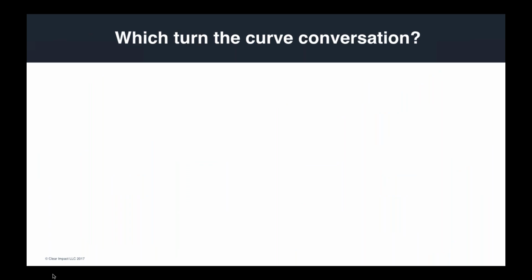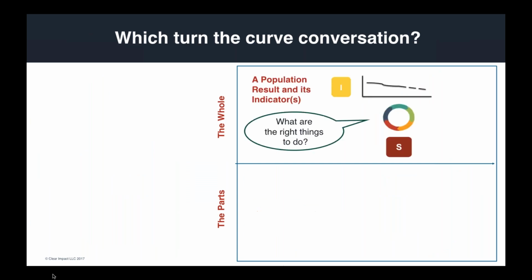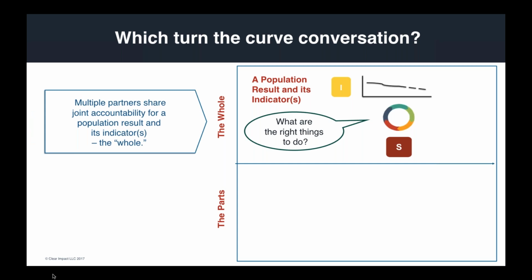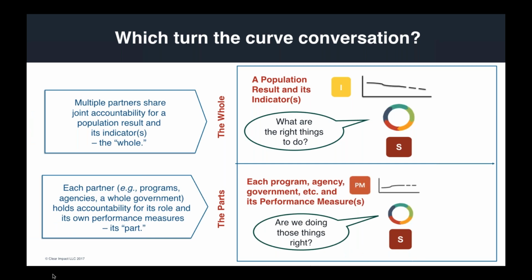Okay? All right. So this then means that we are always thinking about two different conversations, right? In terms of population and performance, when we talk about a population result and its indicators, we're going to ask what are the right things to do to turn the curve on that indicator, right? And that involves joint accountability among stakeholders, multiple partners. When we know what our roles are and what we're going to do, then we ask for each of those different stakeholders, those players, what is their role and what is their performance measure? What is each performance measure going to be?